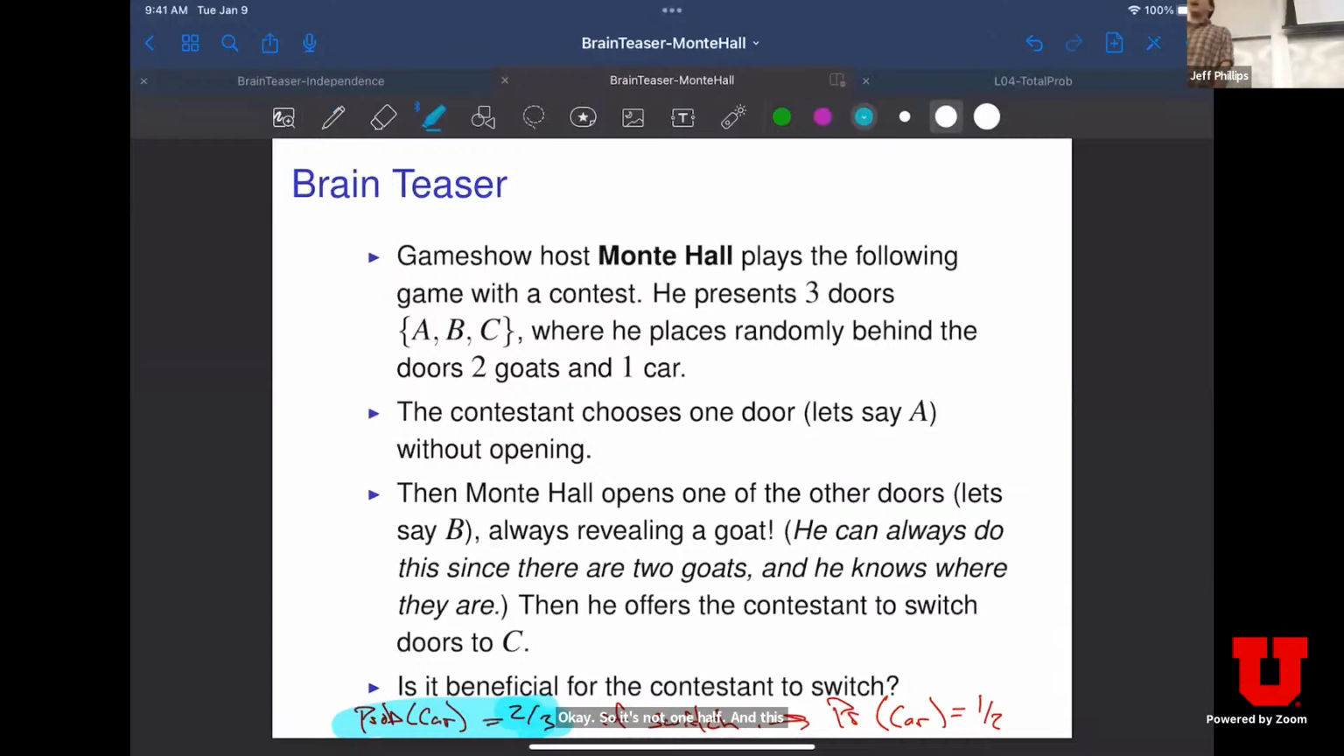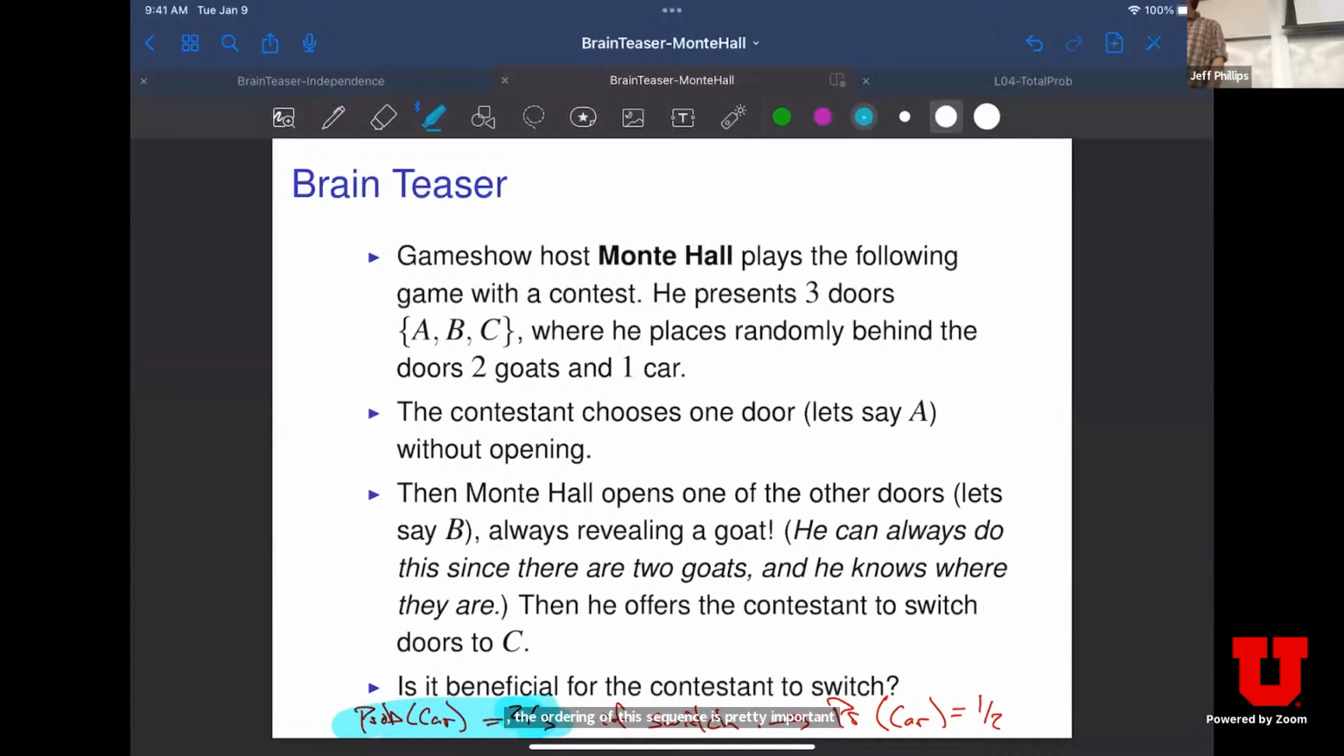I hadn't thought about this for a while until I was preparing for this lecture, and my first instinct was that the answer was going to be 1/2. I thought, well, once you reveal that one door, now you're at a 50-50 chance, so it didn't really help to switch. But if you think more carefully about it, the ordering of this sequence is pretty important.